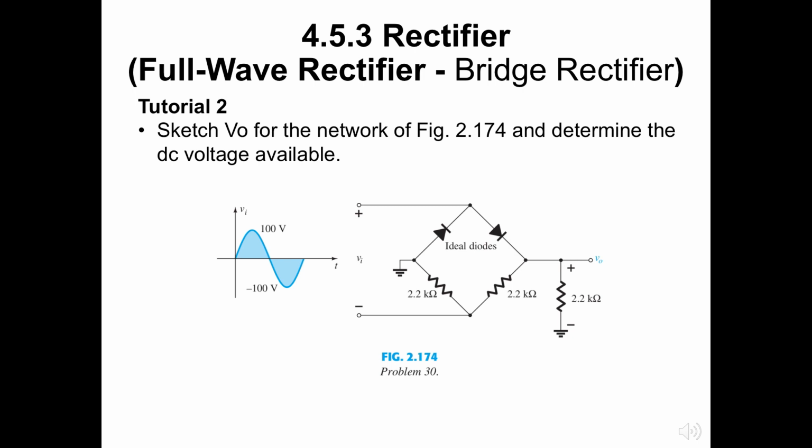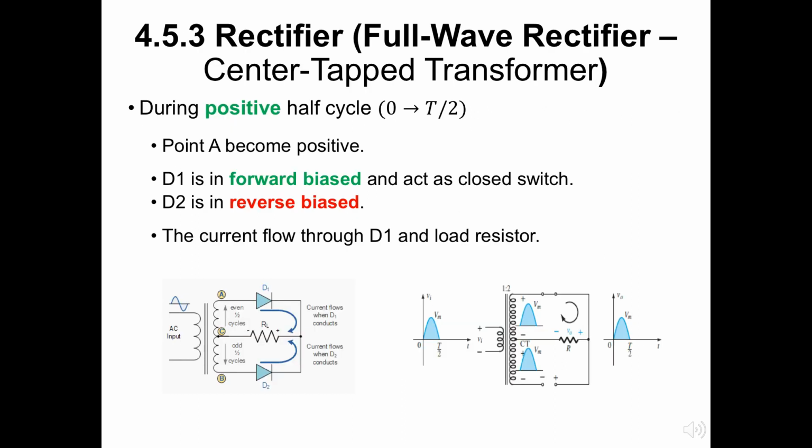For tutorial question 2, sketch VO for the network of Fig 2.174 and determine the DC voltage available. A second popular full-wave rectifier appears in left figure with only two diodes but requiring a center-tapped CT transformer to establish the input signal across each section of the secondary of the transformer.